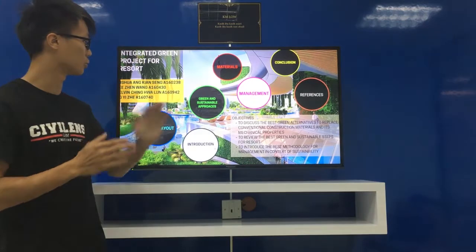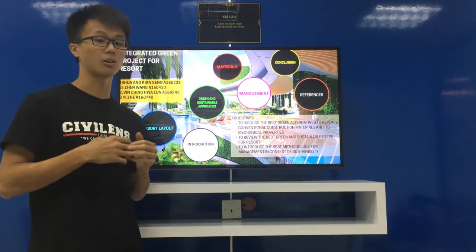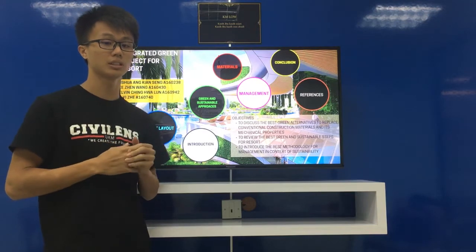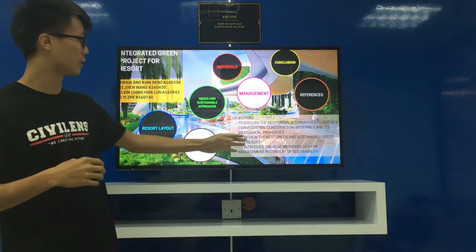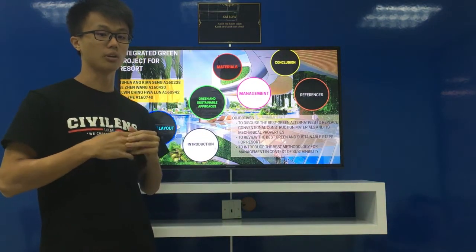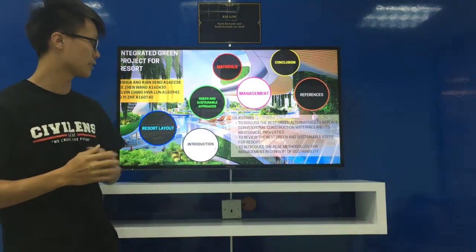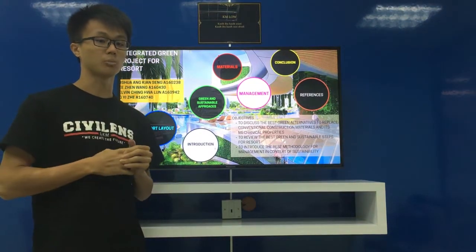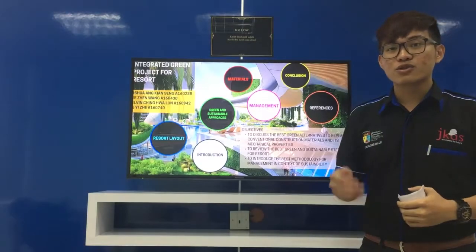The first one is to discuss the best green alternative to replace conventional construction materials and its mechanical properties. The second one is to review the best green and sustainable steps for our resort. And the final objective is to introduce the best methodology for management in the context of sustainability. Okay, thank you Joshua and Zhe Wang.